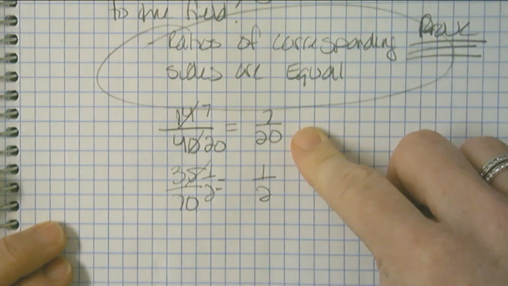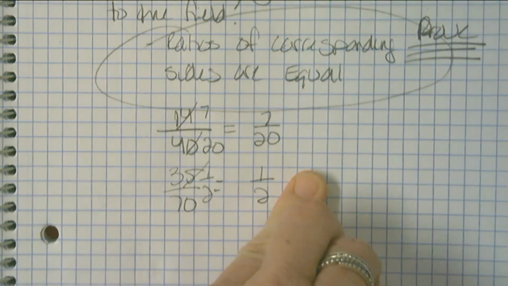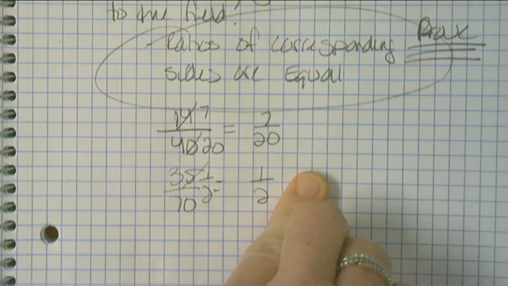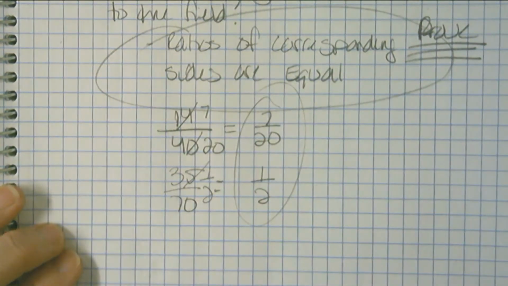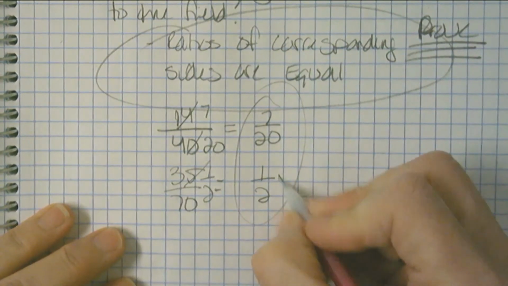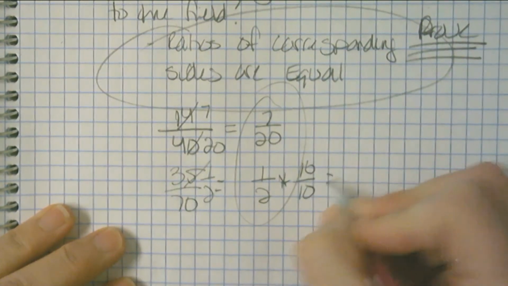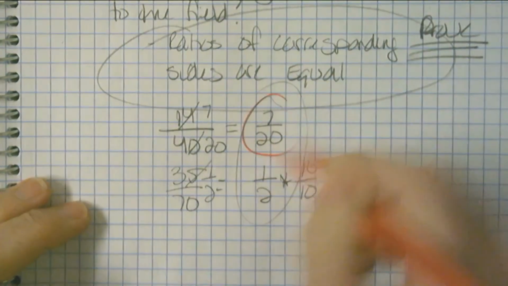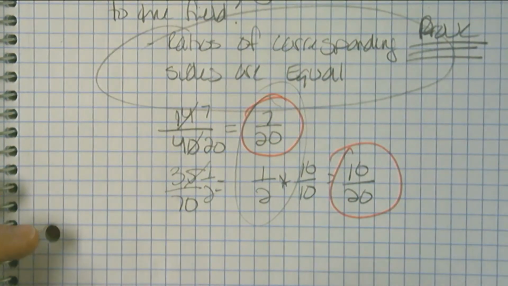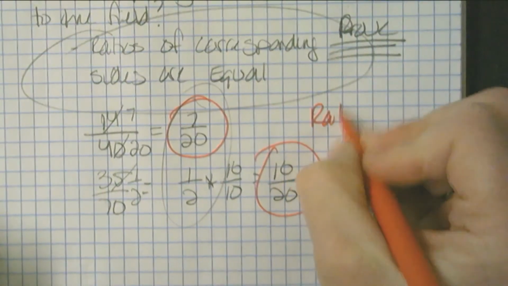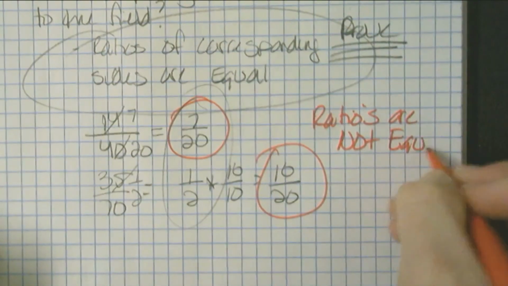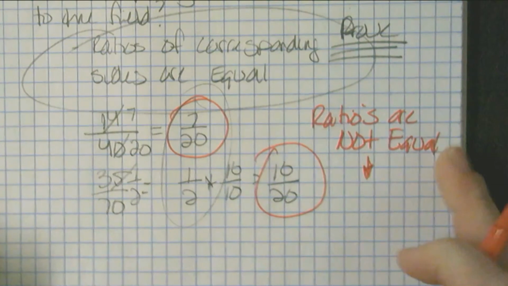Now, for us to compare fractions, what do we need to have? Addie? Common denominator. So what common denominator do you want to use to compare these? 20. So let's multiply my 1/2 by 10 over 10, and I end up with 10/20ths. So now these are my fractions that I'm comparing. Are they equal to each other? No. So my ratios are not equal.